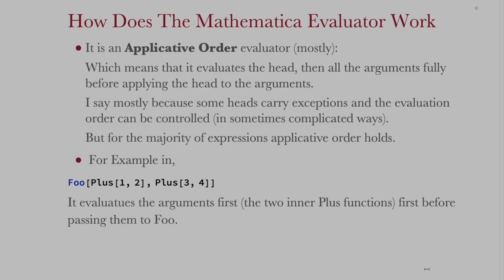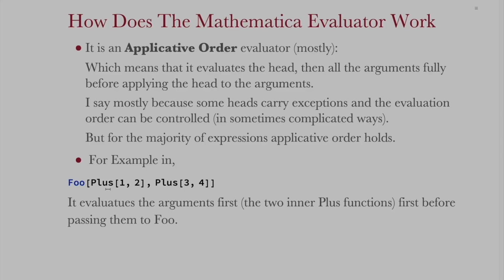For example, if we have something like foo, and then inside it there is Plus[1, 2], and then Plus[3, 4], this evaluates the arguments first, Plus[1, 2] and Plus[3, 4] completely. So the inner two plus functions are evaluated completely, then the results are passed into foo.